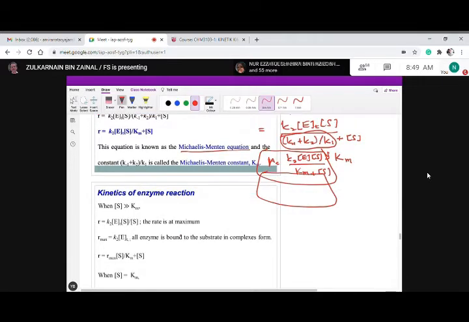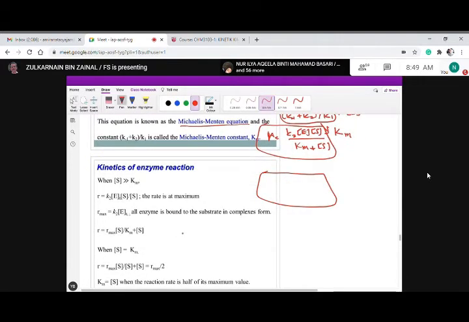So if the concentration of substrate is high, you can see this thing is following me, right? Because the memory of the computer is low, not that large. So that's why it is following.